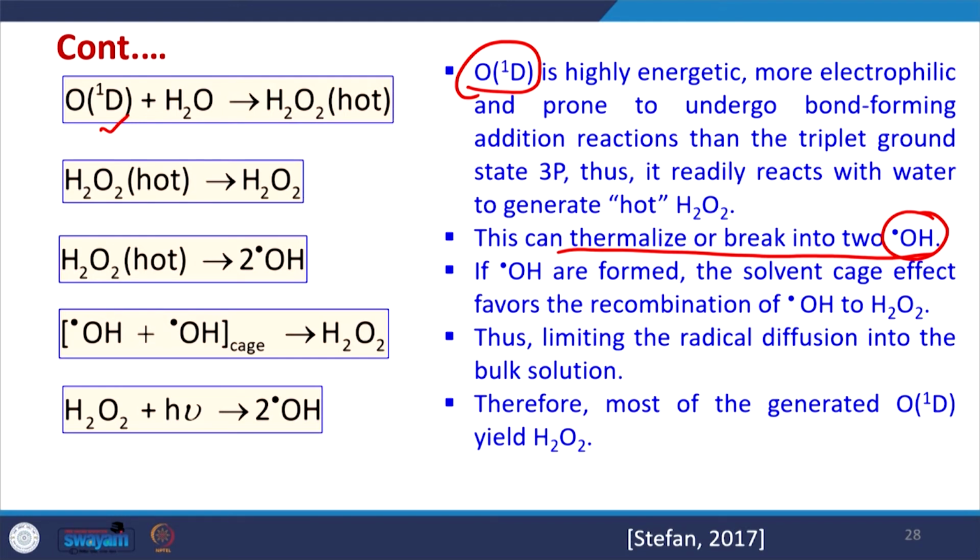Thus, the overall limiting step of this particular reaction is the diffusion into the bulk solution. So, how they come out of the cage and go into the bulk solution and react with the contaminants present there. If we can enhance this diffusion, the overall treatment time will go down. Most of the generated O1D yields H2O2, which can further be used for generating radicals etc. So, this is how the ozone treatment processes work.